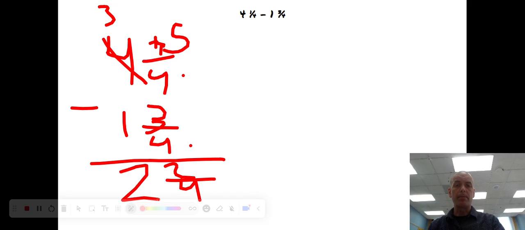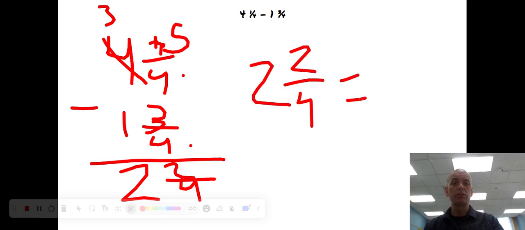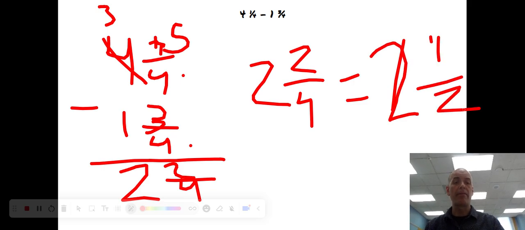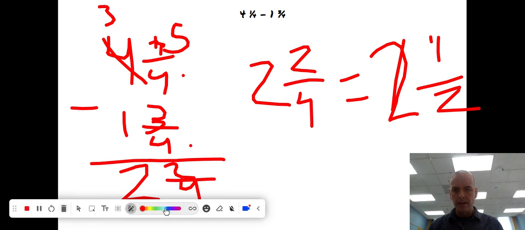Now our final step is we have to simplify. 2 and 2/4 equals 2 and 1/2. Okay? I think that's pretty good. Now, let's move on to a slightly trickier version of this, but with the same steps.